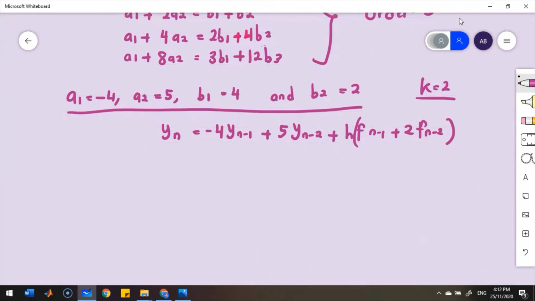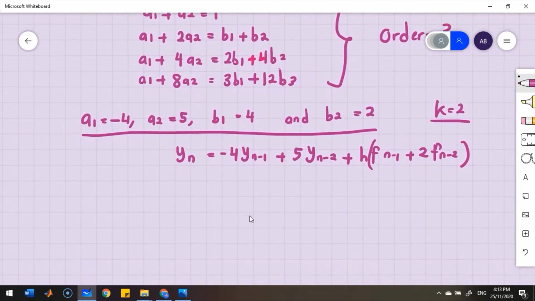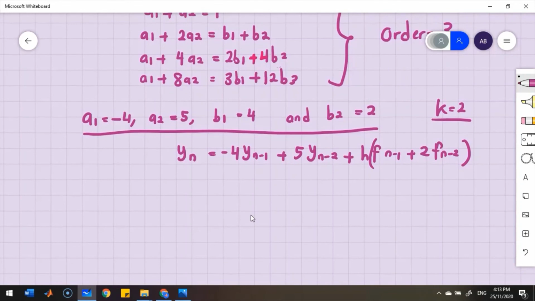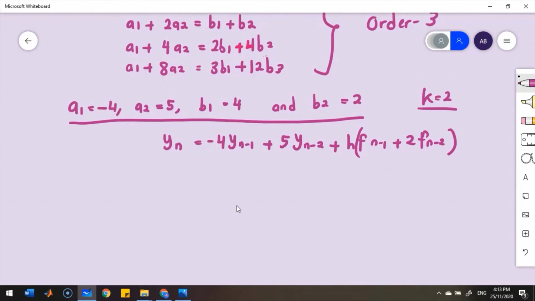If you want a method of order 4, you need to satisfy 6 conditions. This is 1, 2, 3, 4 conditions for order 3; for order 4 you will have 6 conditions. You can also have a 3-step method, a 4-step method, and so on. The methods were derived by some mathematicians, and what we do now is just use the methods.